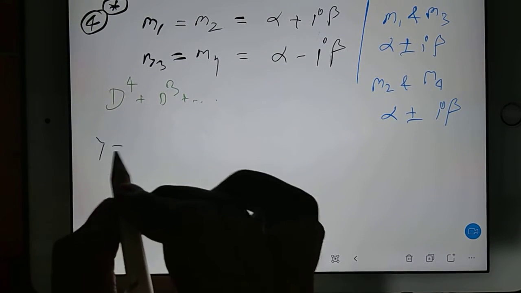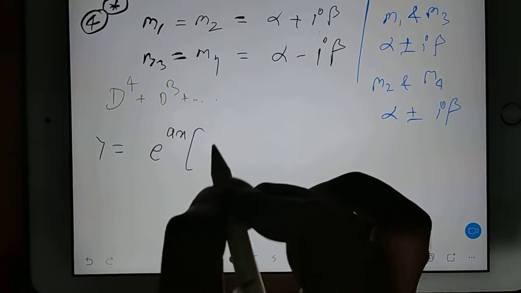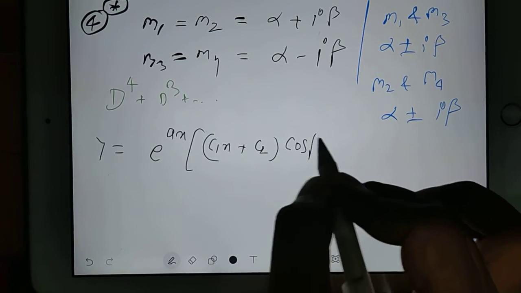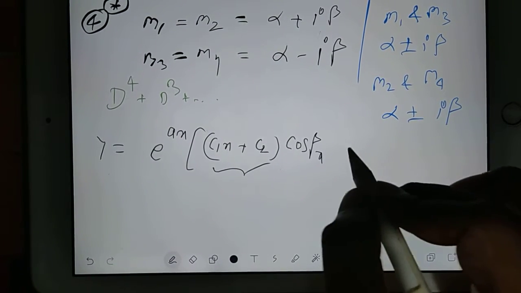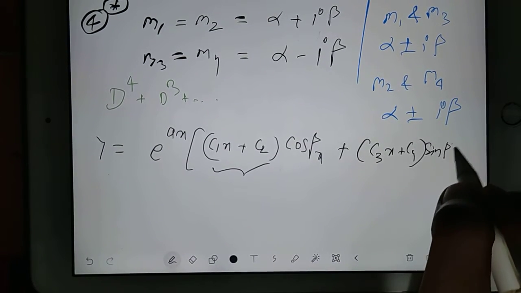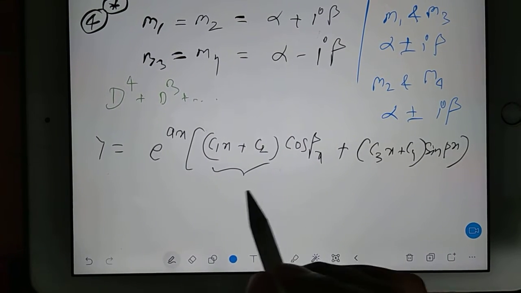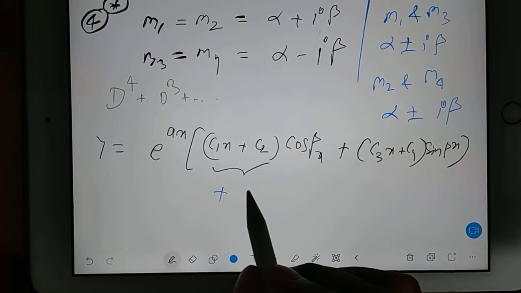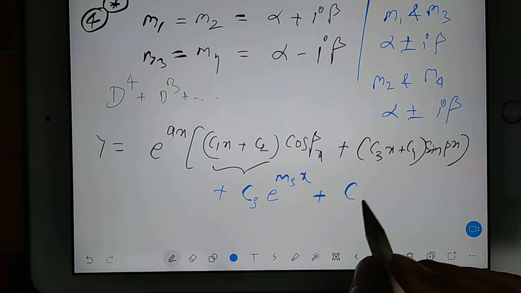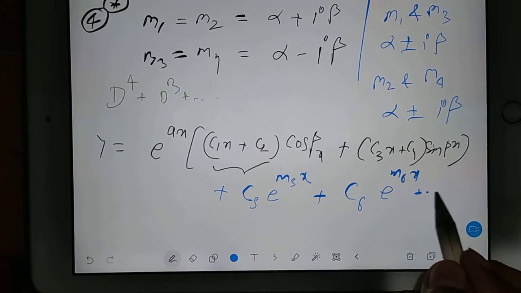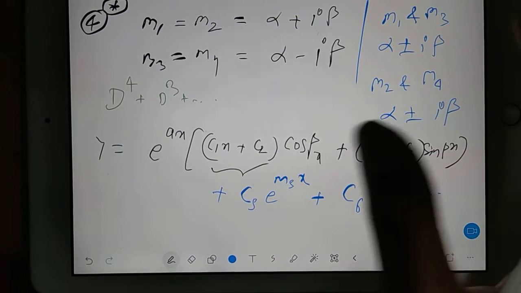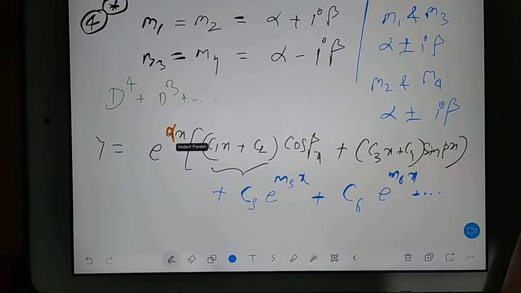In that case, what will you do? Your solution will look like e power alpha x, bracket c1 x plus c2, and this one you will attach with cos beta x. So for the 2 roots, game over, plus c3 x plus c4 sin beta x, game over. And after that, if they have more roots, then you keep writing the previous part, c5 e power m5 x plus c6 e power m6 x. These are the standard answers. We will solve one differential equation, and from here you have to start your judgment.